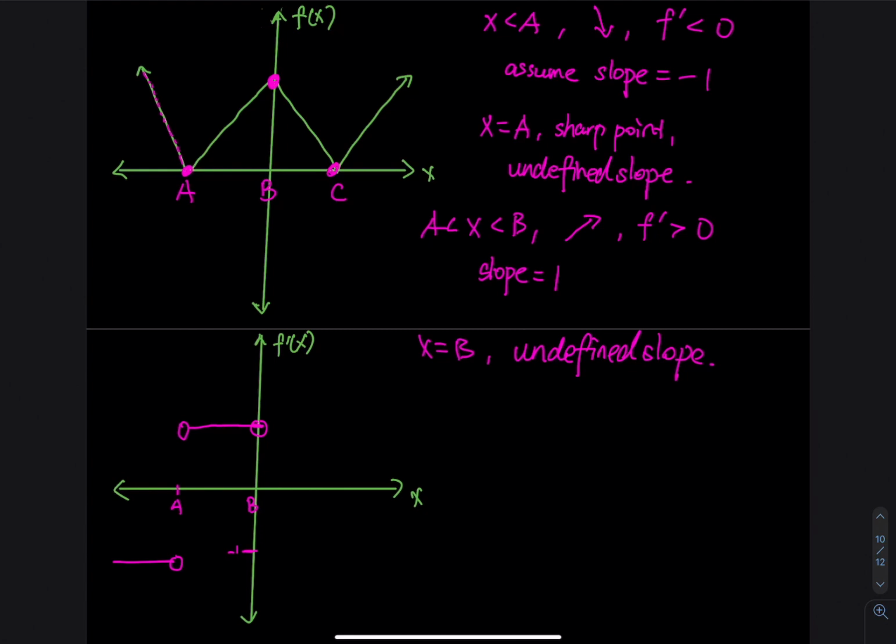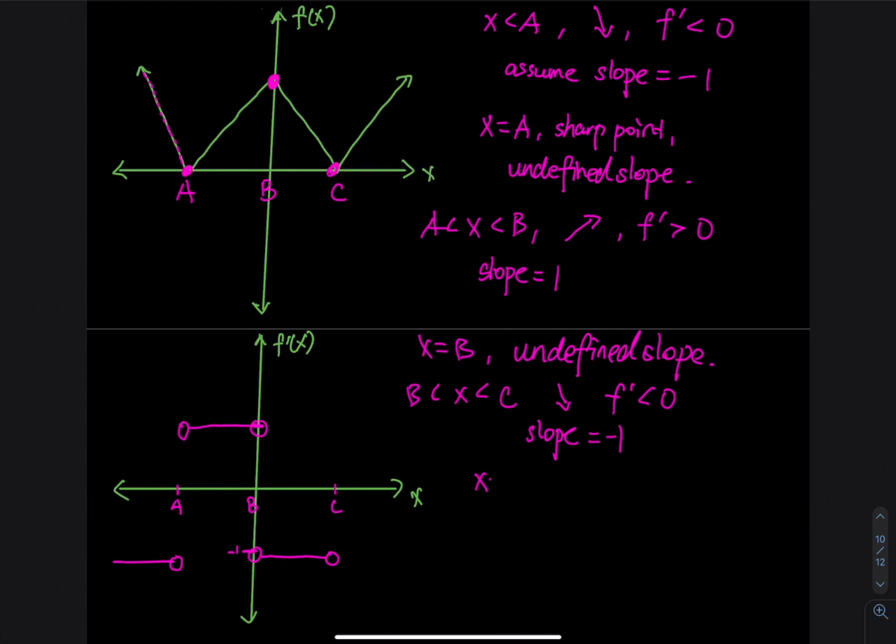And then from b to c, so x between b and c, what do we have? Looks like we just like less than a, right? So we have going downhill, f prime is less than 0. We can assume that the slope is equal to -1. So that means from b to c, again, the slope is equal to -1.